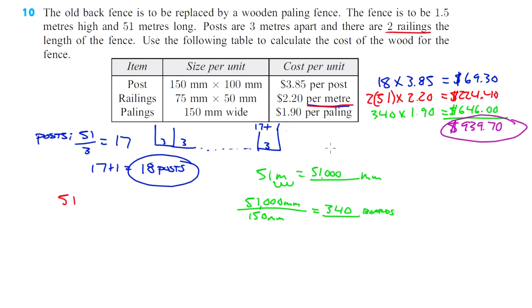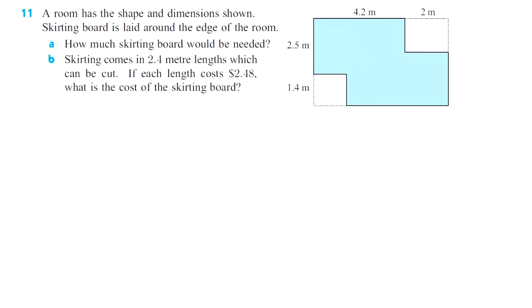Okay, so that's how much it's going to cost to make that entire new back fence. Okay, let's take a look at the next one then. Number 11, a room has a shape and dimensions shown. Skirting board is laid around the edge of the room. How much skirting board would be needed?